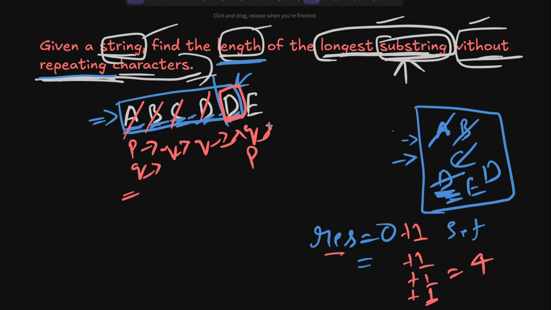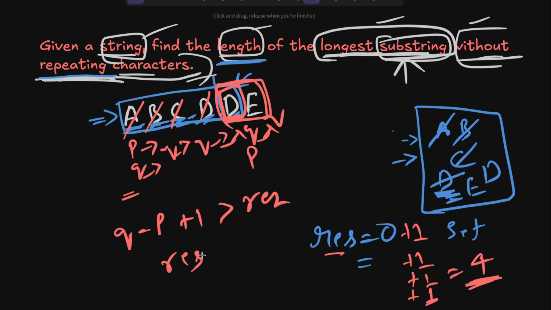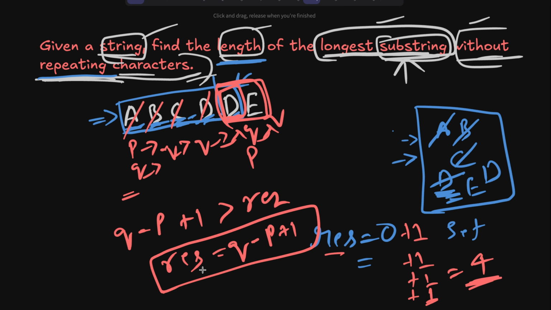Then we will again shift the Q here. The current length is what? 2. It is not greater than 4. We will not update it. We will only update this thing when the length of this particular window is going to be greater than the result. So the length of the window can be calculated like this: Q minus P plus 1. This is going to be the length of the window. And if it is greater than the result, we will simply say res, or result, is equal to Q minus P plus 1. This is going to be the condition that will update the result variable.